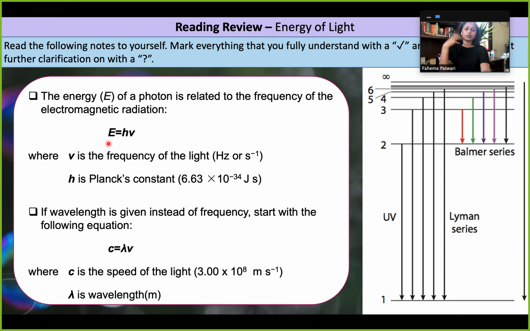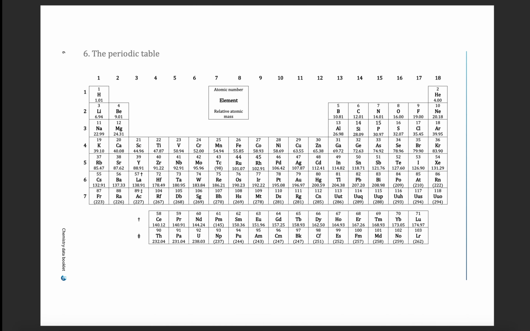So if I give you a certain frequency of light, and I ask you to calculate what the energy contained in it is, all you have to do is plug in Planck's constant and multiply it by the frequency that I've given you. Planck's constant is not something you have to memorize. This equation is not something you have to memorize. These are both in your data booklet. So let's take a look at that real quick.